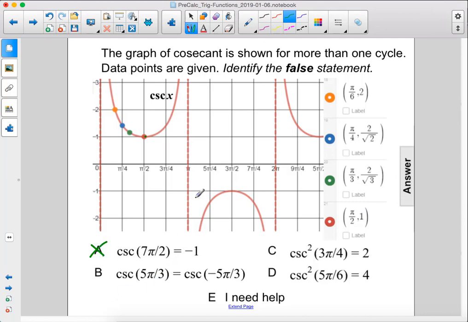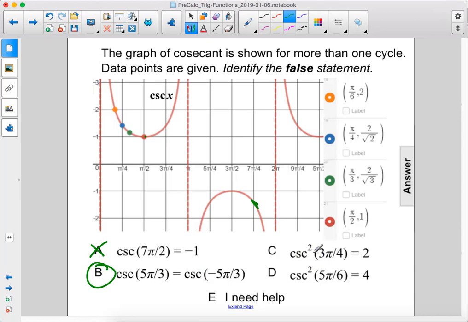Here we have cosecant of 5 pi over 3. So 5 pi over 3 is almost 2 pi, so it's going to be like down here somewhere in this range. Cosecant is going to equal the cosecant of negative 5 pi over 3. Well, this pattern repeats itself to the left of the y-axis, so they're actually going to be swapped signs. So for example, the cosecant of 5 pi over 3 is negative, but the cosecant of negative 5 pi over 3 will be positive. So they'll have the same absolute value, but they will be opposite signs. So this is not true.